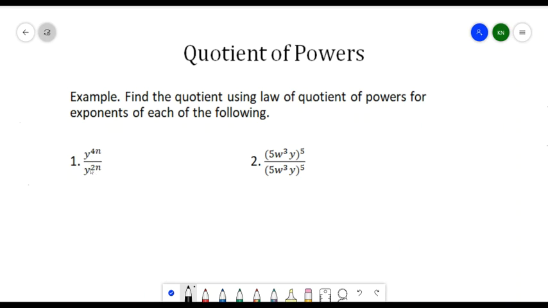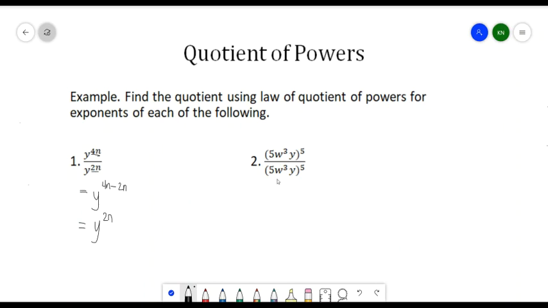So for this one, the exponent is 4n, and for the denominator, the exponent is 2n. So meaning to say, 4n is greater than 2n, meaning to say y is raised to 4n minus 2n, since the numerator has a bigger value than the denominator. So that gives us y raised to 2n, because 4n minus 2n is equivalent to 2n.